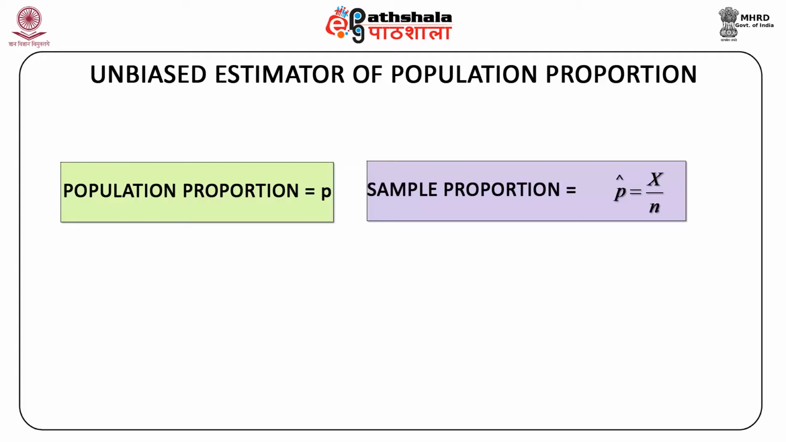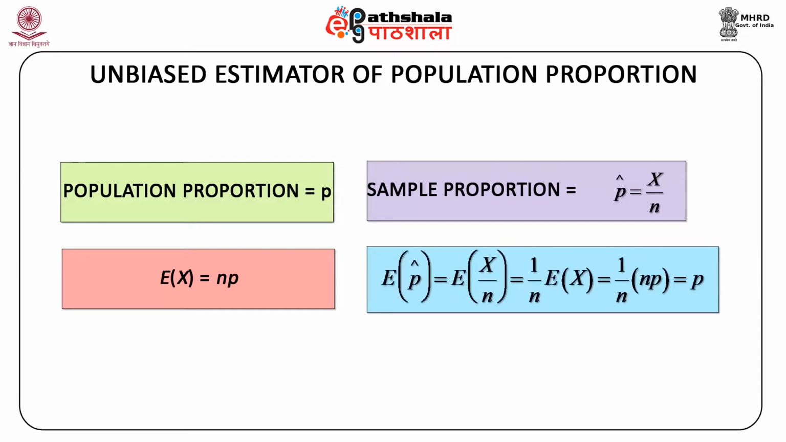Then, given n, the random variable x has a binomial distribution. Thus, expected value of x is equal to np. Therefore, expected value of p hat is equal to expected value of x by n, is equal to 1 by n into expected value of x, and is equal to 1 by n into np, which comes out to be equal to p, so that sample proportion is an unbiased estimator of population proportion.